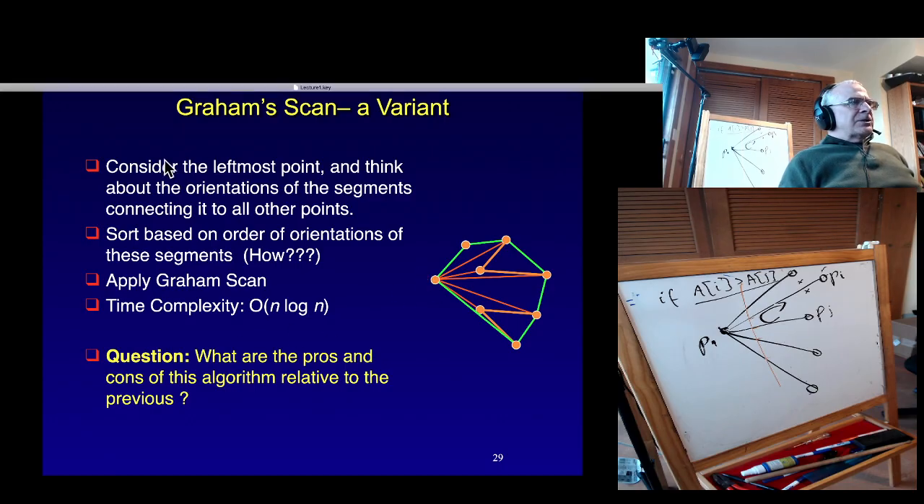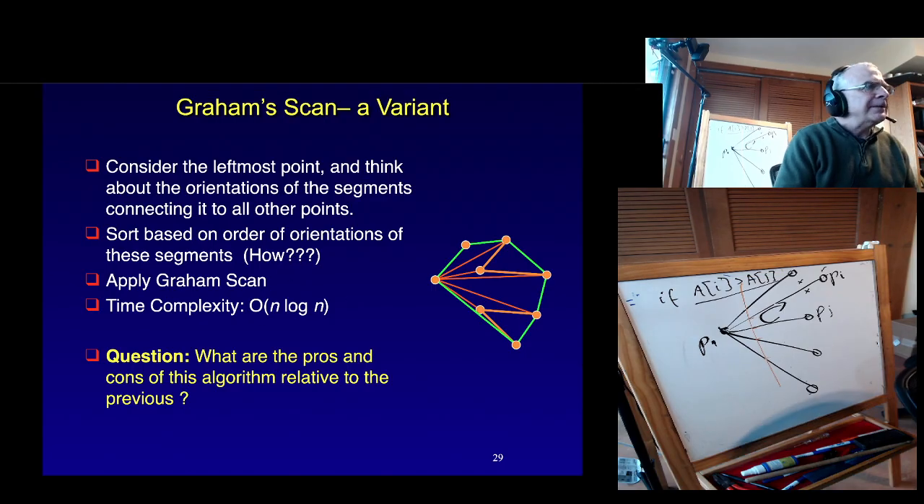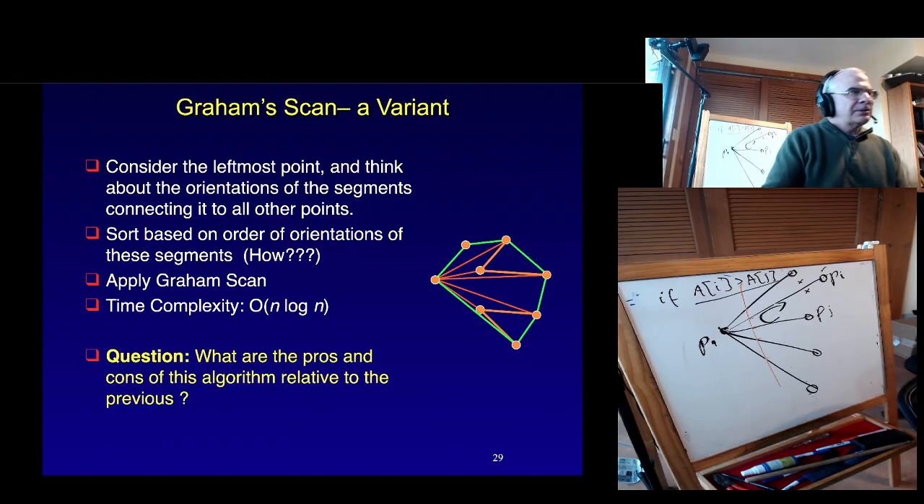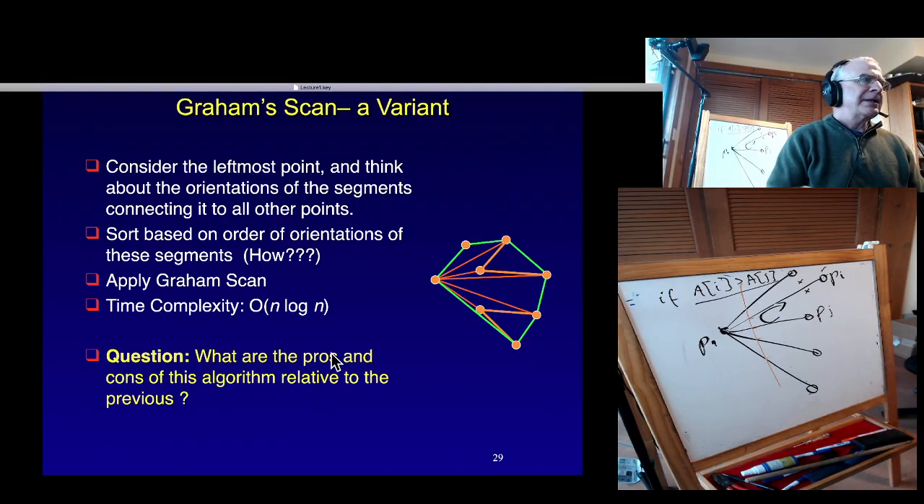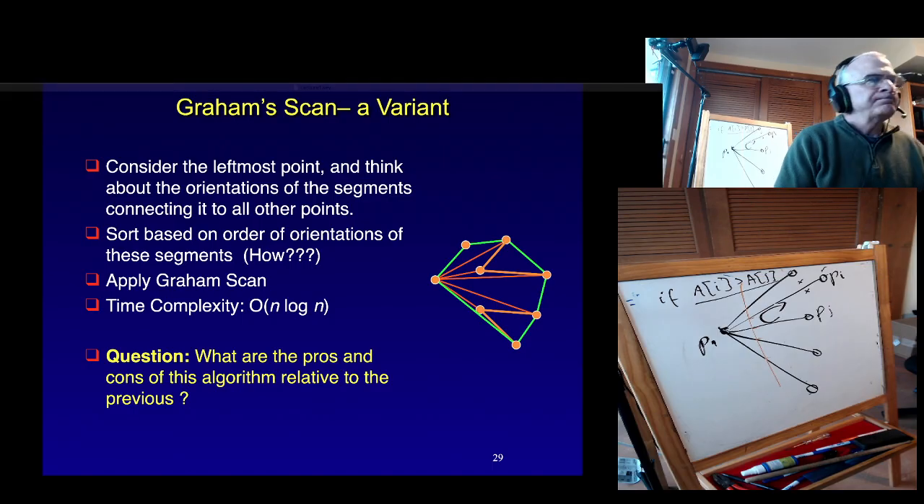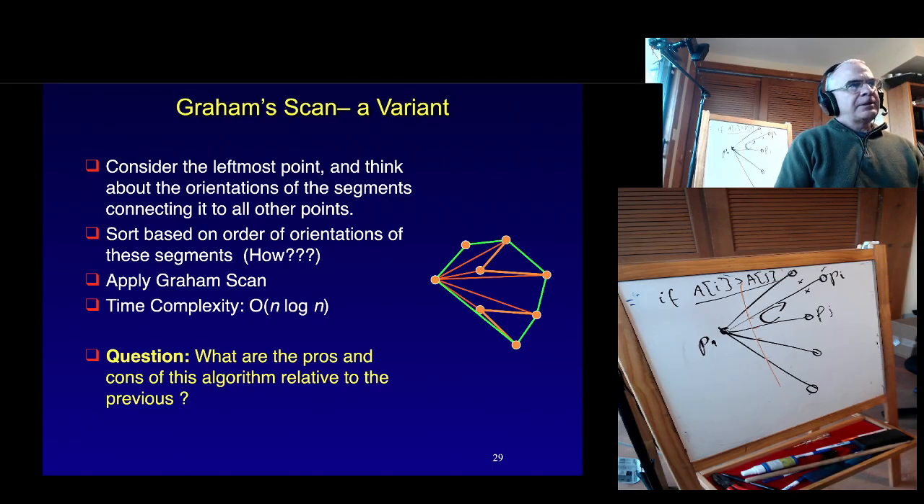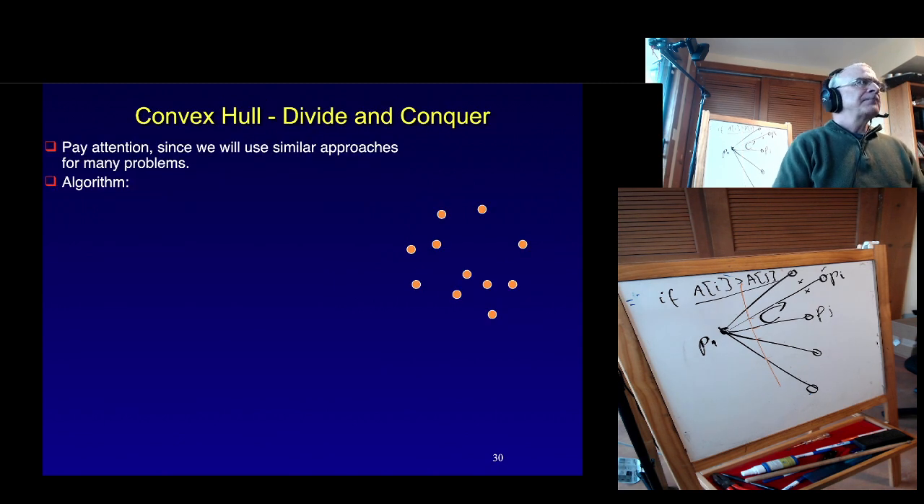Okay, so consider the leftmost point, think about the orientation of the segments connecting the leftmost to all other points, sort based on the orientation, and apply Graham scan once again, which is n log n. I'll ask you in the homework: it has some pros and some cons compared to the other variant of Graham scan, which cares more about order by x, order by y. Here is a very different algorithm.